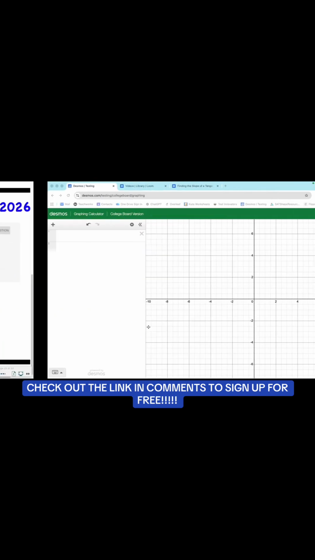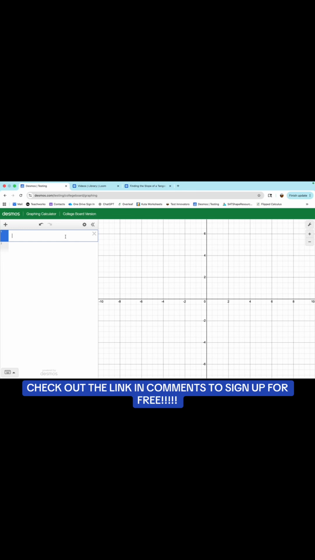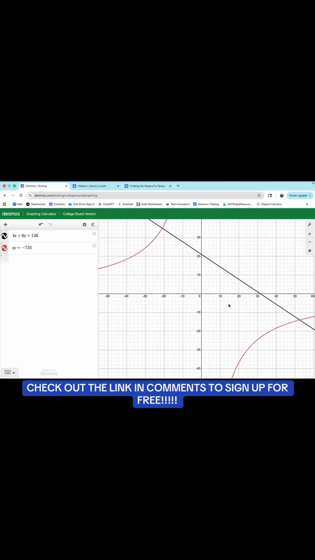So I'm going to hop over to Desmos. I'm going to put that in as, instead of 4a, 4x, and then instead of 6b, 6y equals 126. And then xy instead of ab equals negative 735. And then I'm going to zoom out a bit, and I'm going to see that there's two answers.